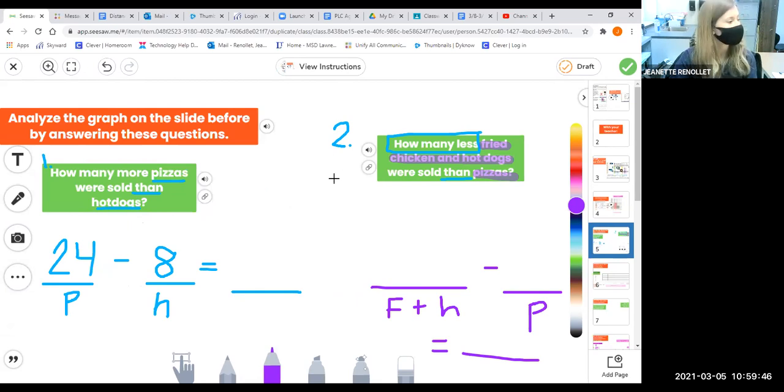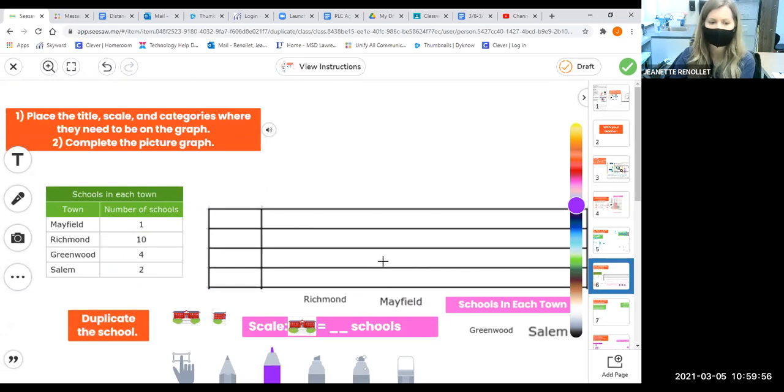All right, we're ready to go on to slide number 6. Move on to slide number 6, please. On slide number 6, we will work together to make sure we have a title, a scale, and categories on our graph.